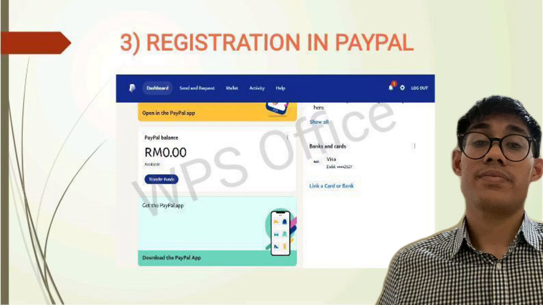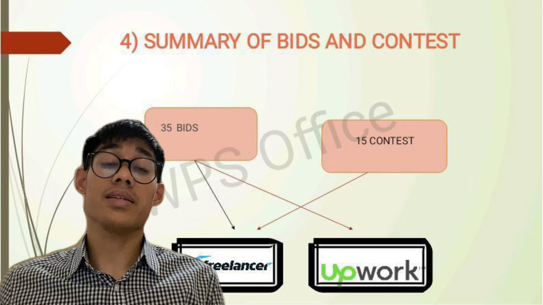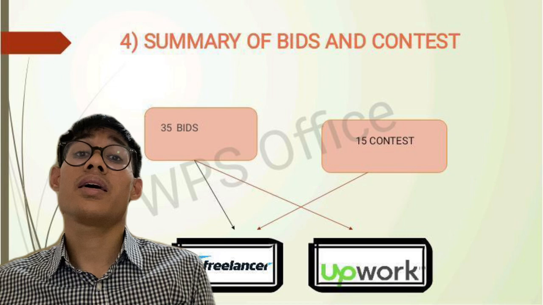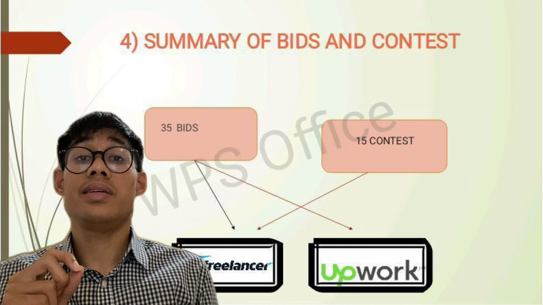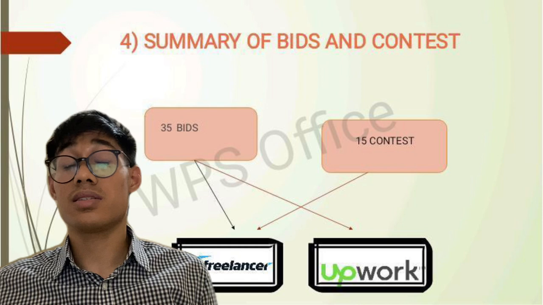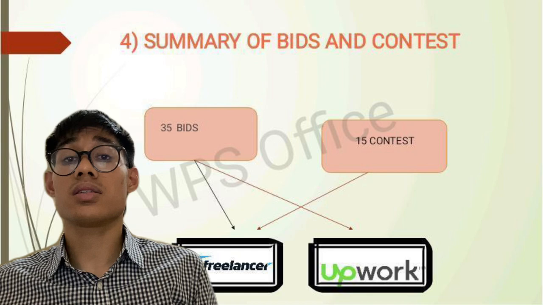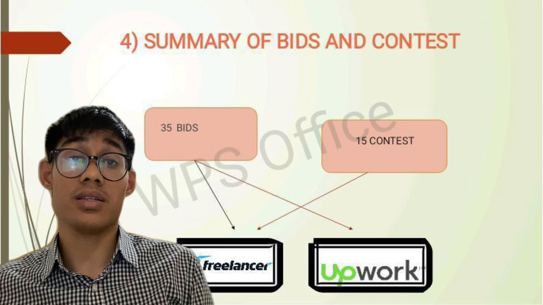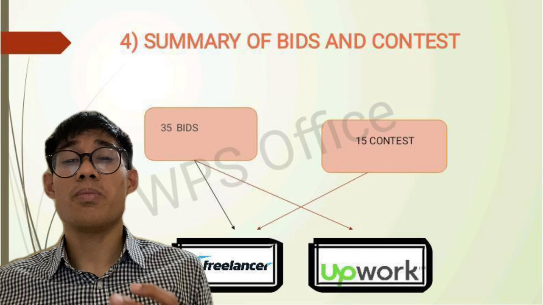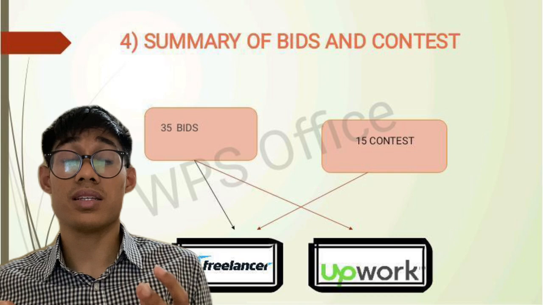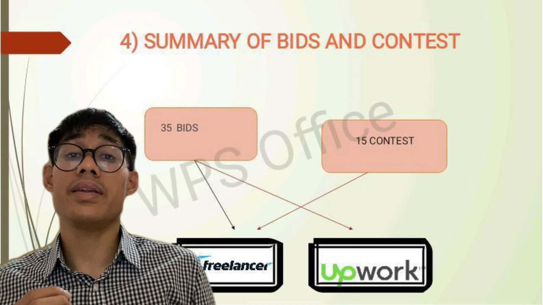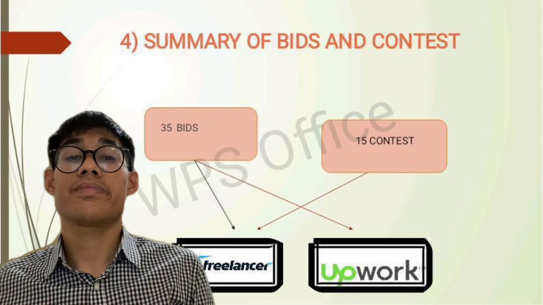For the fourth part of my presentation, I will talk about my summary of bids and contests. I've completed around 35 bids of projects and 15 bids of contests on two apps, which are Freelancer and Upwork. For my 35 project bids, I bid on these projects in both Freelancer and Upwork. Meanwhile, for contests, all 15 contests, I only bid in one application, which is Freelancer. This is because I find that Freelancer is much more convenient to use, and there are so many contests in my work scope, and that's why I chose to bid on all the contests at Freelancer.